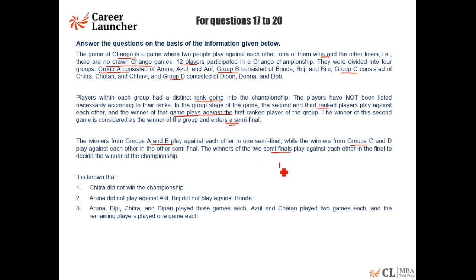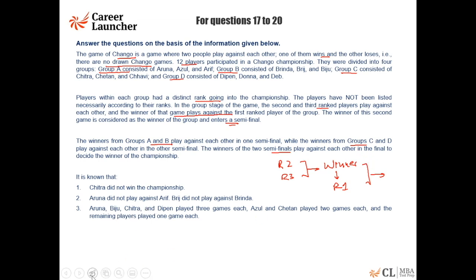So what happens typically is rank 2 and rank 3 of a group will play against each other, and whoever is the winner of this will play against the rank 1 of the group, and the winner of this will go to the next round to play in the semi-final. Okay, so this is the basic schema which is there.